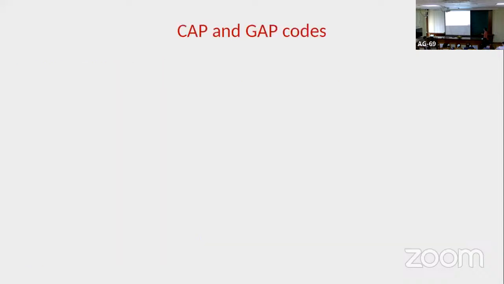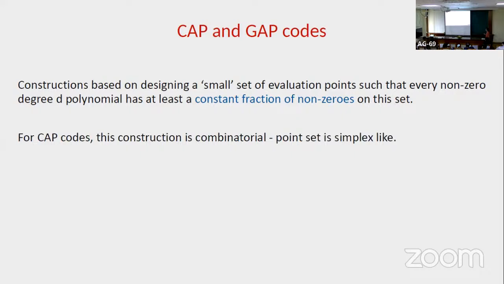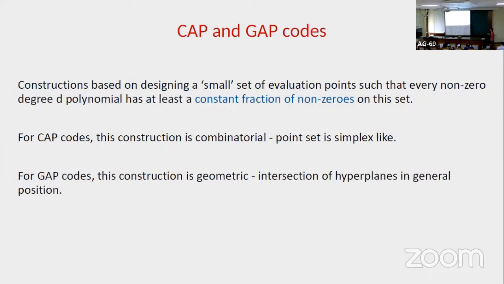All right, so let me show you what these constructions are. They're sort of clean and nice constructions. In fact, some of you in the audience will recognize one of the constructions because of a homework problem I gave last year. These constructions are going to be based on designing a small set of points such that every non-zero degree polynomial has a constant fraction of non-zeros on the set. For cap codes, the point set is going to look like a simplex. I'll say more on the next slide what this means. And for gap codes, this point set is going to come out of intersection of hyperplanes in general position. I will say more on what that means in a moment.